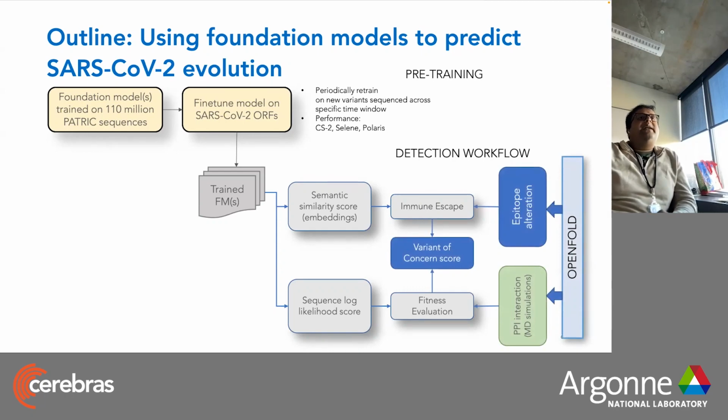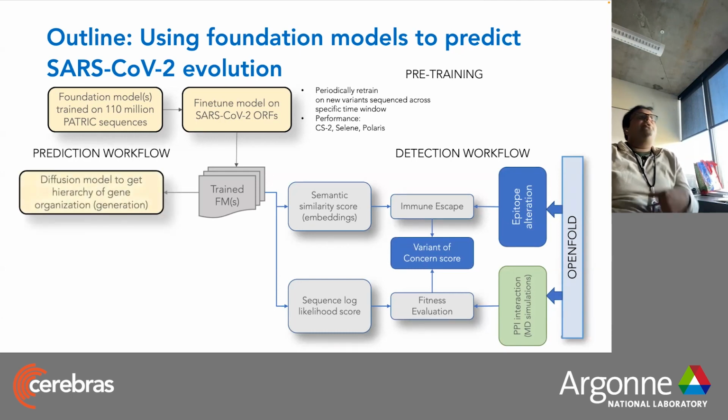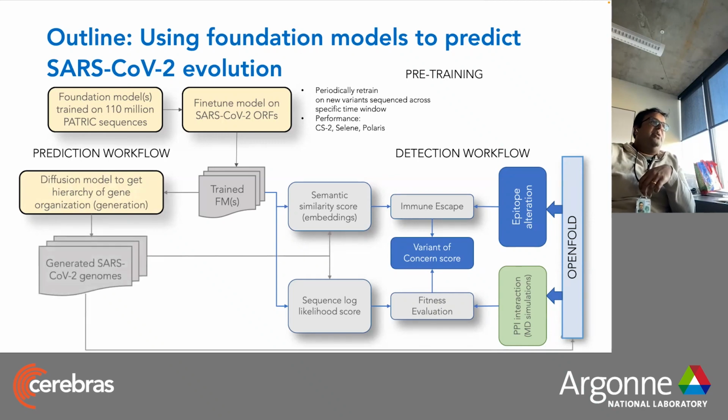Then you combine these two scores into what is called a variant of concern score from the language models. On the other side, you can also have diffusion models that let us predict the next set of genes or evolutionary variants that you're going to observe. That diffusion model can produce complete SARS-CoV-2 genomes, which you can still embed into the latent space and observe what the variation looks like. Then you feed them back into tools such as OpenFold, which is AlphaFold's open version, and you can measure the epitope alteration and the protein-protein interaction scores using MD simulations.